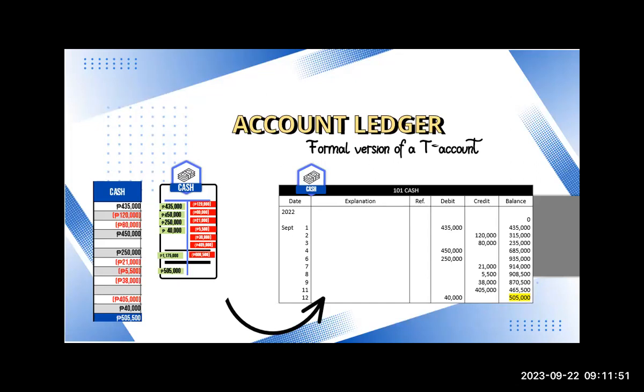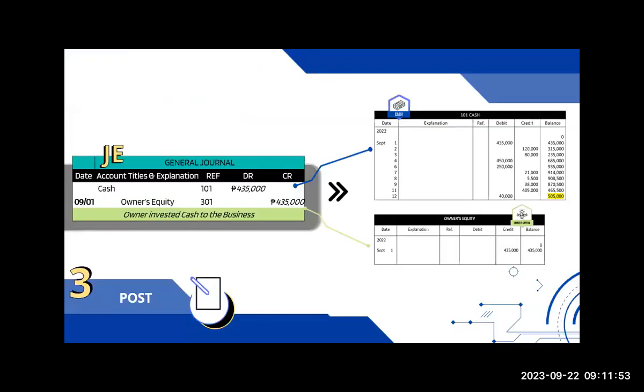So hindi naman siya dapat ma-affect. So now, how do we post? How do we post the transaction, right? So may journal entry ka. And because of the double entry accounting system, mayroong 2 accounts na na-affect. So basically, you'll just plug it into 2 different ledgers, right? So debit cash, credit owner's equity.